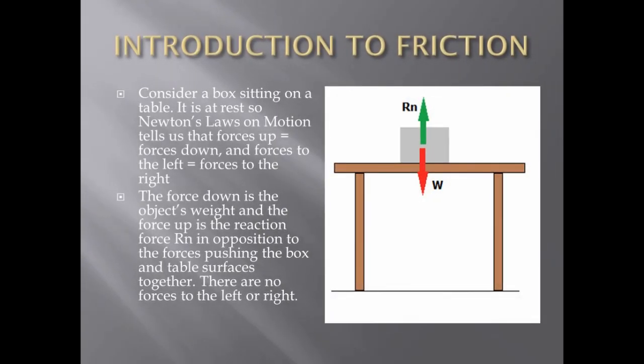Consider a box sitting on a table. It is at rest, so Newton's laws of motion tell us that forces up equal forces down, and forces to the left equal forces to the right.